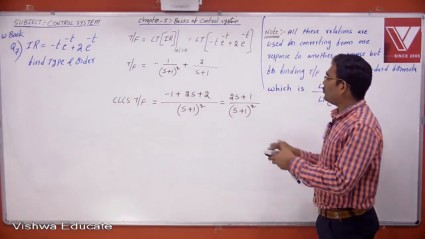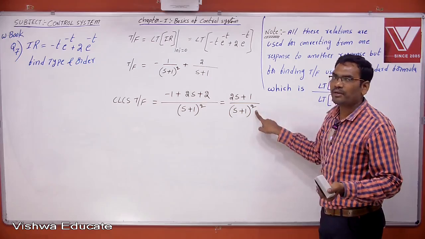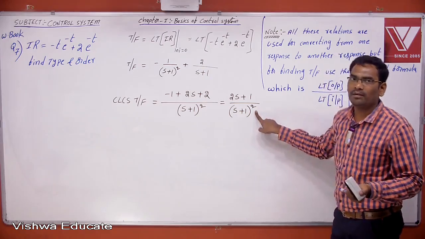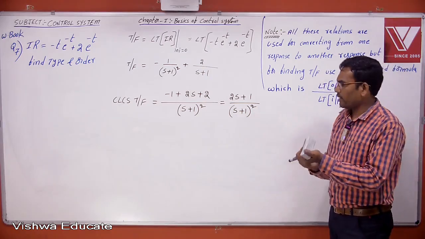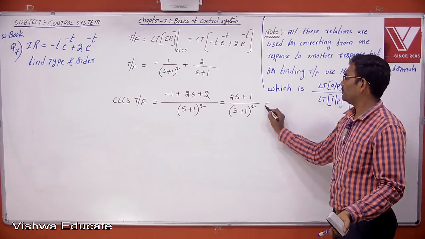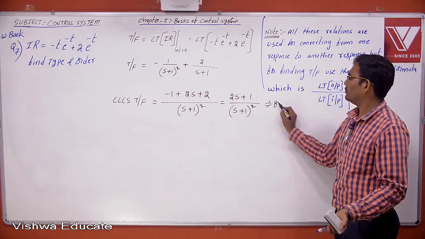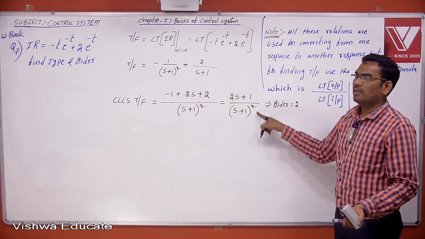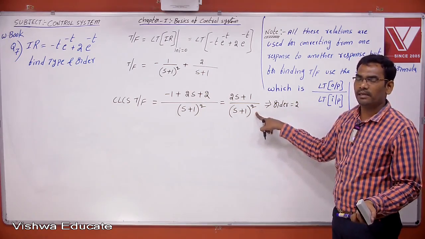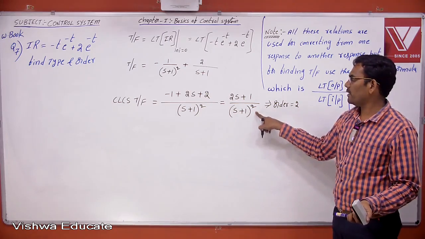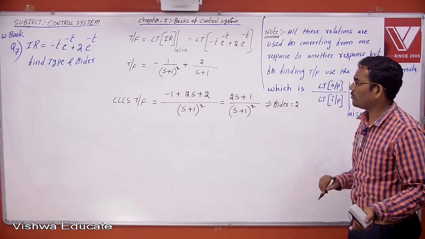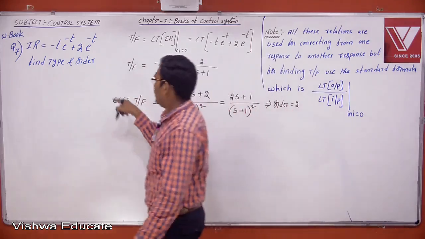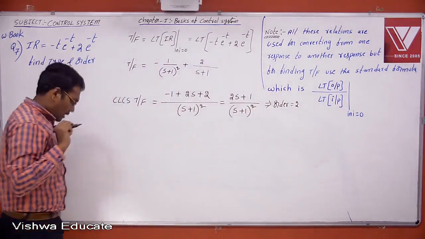If this is a closed loop control system transfer function, then what is the order? There are two closed loop poles and the highest power in the denominator polynomial is 2. Therefore, order equal to 2. The highest power in the denominator polynomial is 2 and the highest power in the characteristic equation is 2. Therefore, order equal to 2. This is the closed loop control system transfer function.